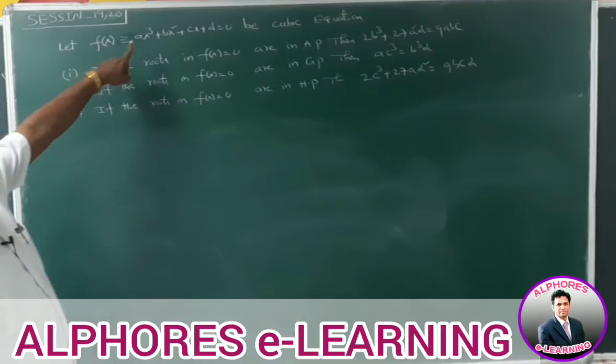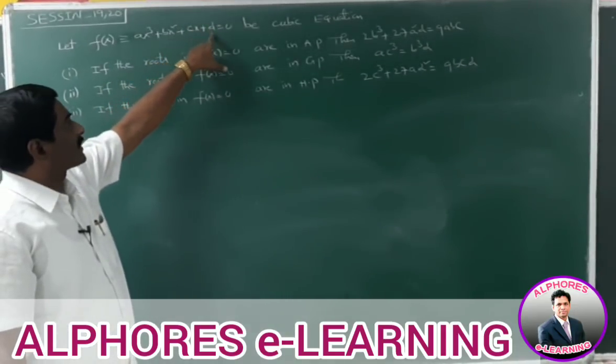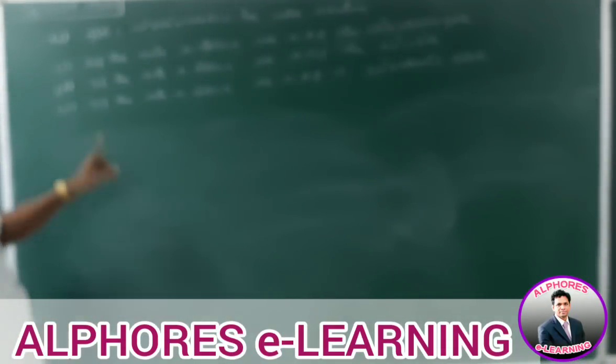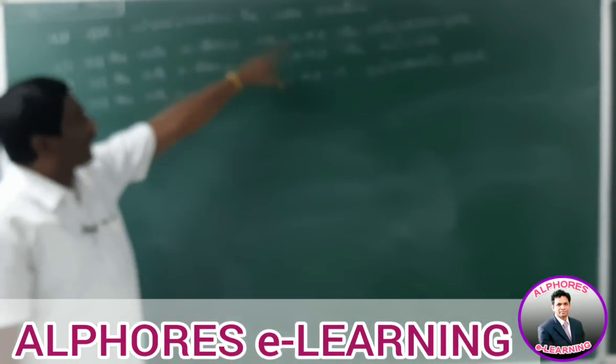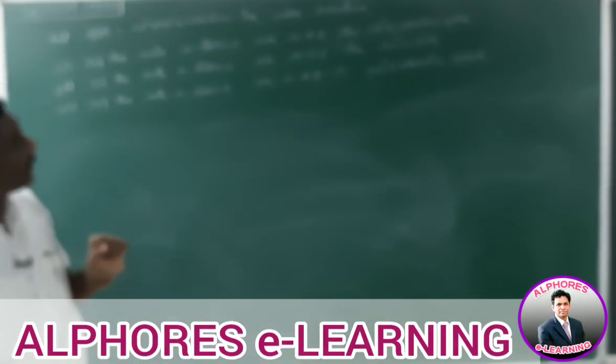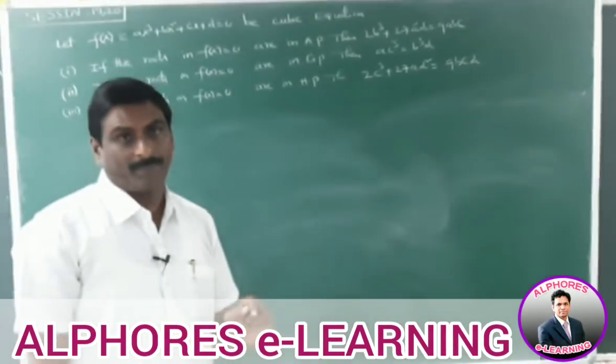Let f of x is equal to ax cube plus bx square plus cx plus d is equal to 0 be a cubic equation. If the roots in f of x is equal to 0 are in AP, what is the relation between these coefficients? That relation is 2b cube plus 27a square d is equal to 9abc.